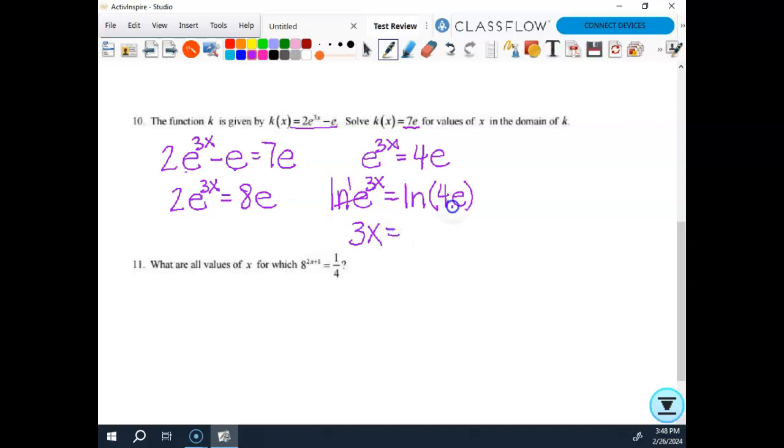And then that's equal to, I can split this, the natural log of 4 plus the natural log of e. And then the natural log of e becomes 1. So when I divide, I get x equals the natural log of 4 plus 1 over 3.